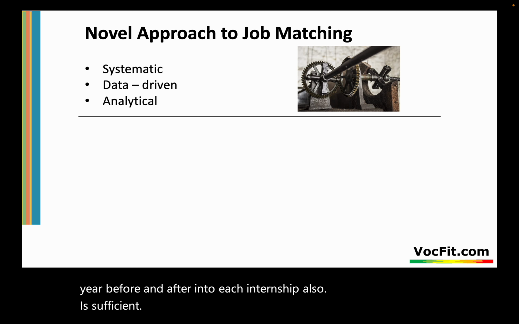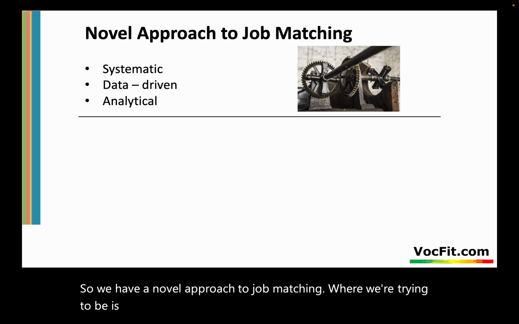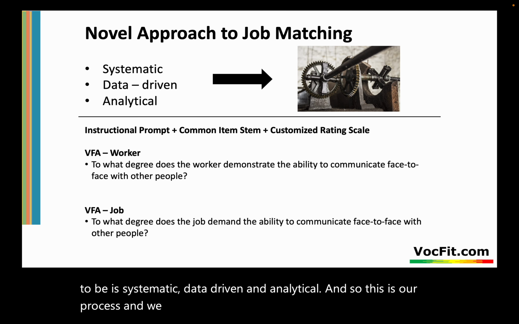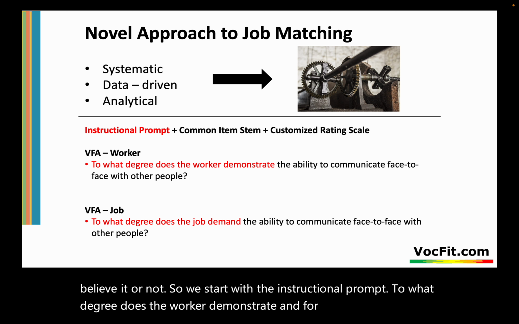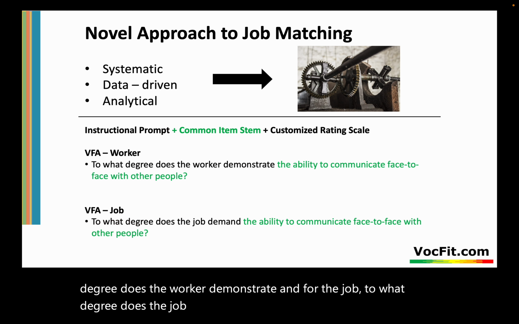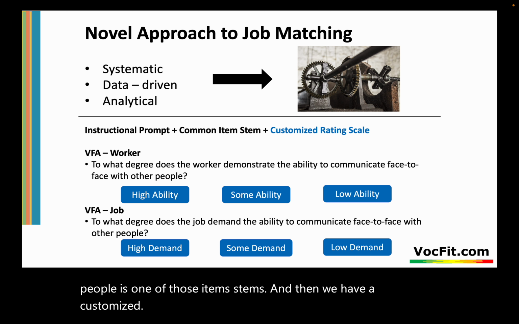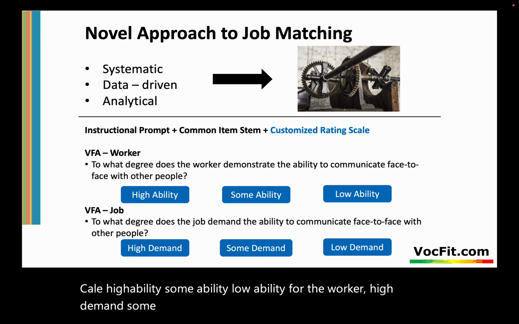So we have a novel approach to job matching. What we're trying to be is systematic, data-driven, and analytical. And so this is our process, and we think no one else in the world has ever done this, believe it or not. So we start with the instructional prompt. To what degree does the worker demonstrate? And for the job, to what degree does the job demand? And then we have 133 of these common item stems. The ability to communicate face-to-face with other people is one of those item stems. And then we have a customized rating scale. High ability, some ability, low ability for the worker, high demand, some demand, low demand for the job.